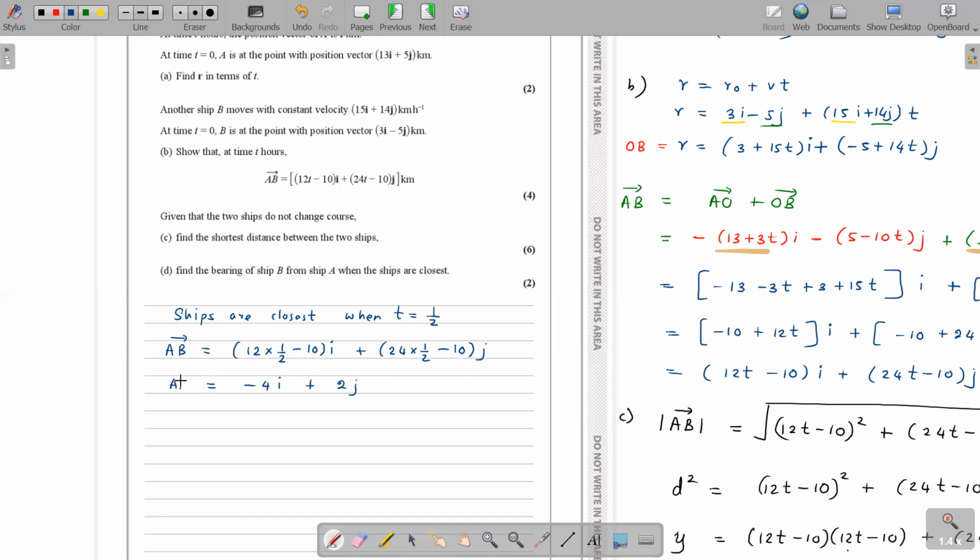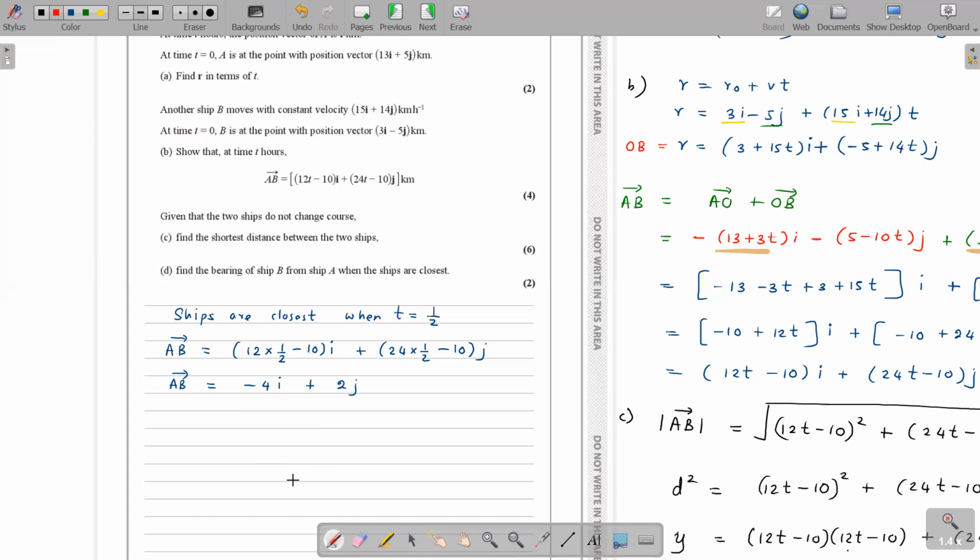Now, what do we know about the AB vector? If you are trying to travel from A to B, you have to go 4 units along the negative x-axis and 2 units up along the positive y-axis. Meaning, where are these coordinates measured from? With respect to whom are these coordinates measured? Not from the origin. This vector is AB, so these coordinates are measured with respect to A, not with respect to the origin.